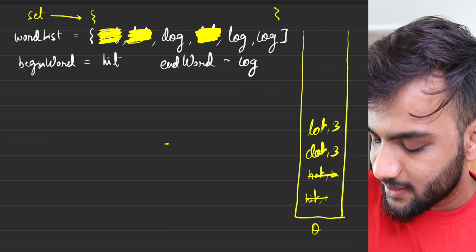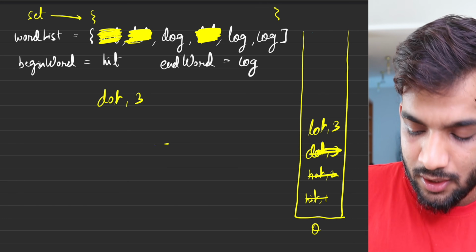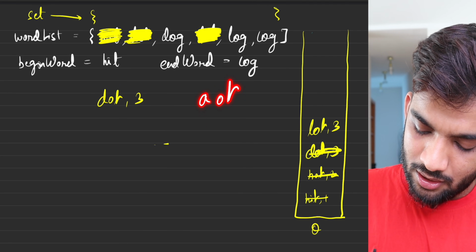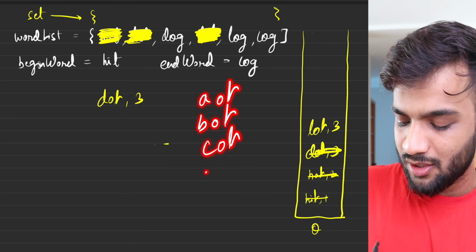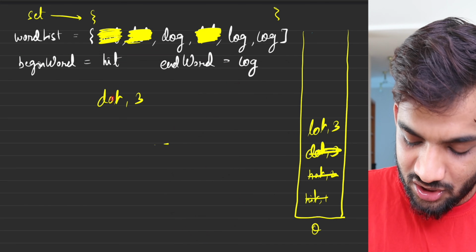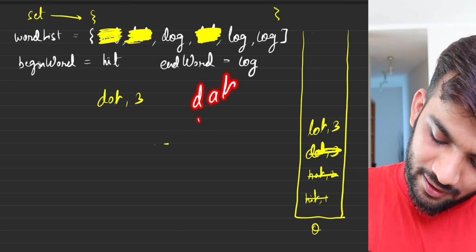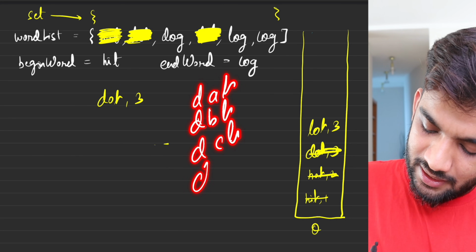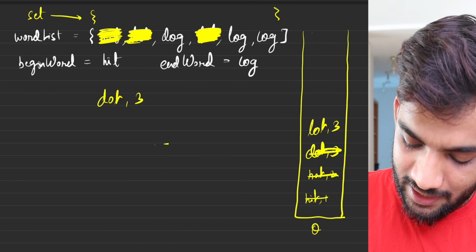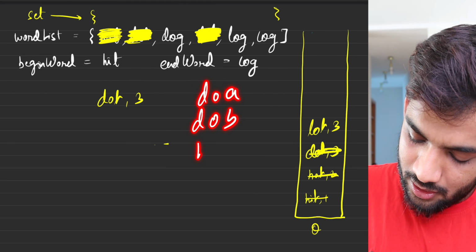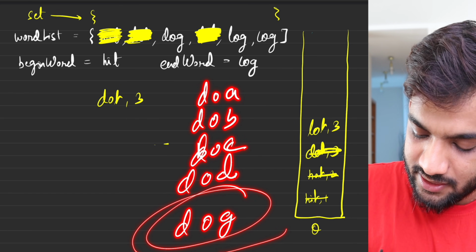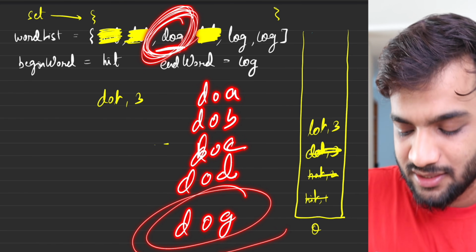What is the next thing? Let's get dot of 3. So dot of 3. Now let's try to change again. So we have D. Let's try to change D. So it will be like AOT, BOT, COT, like DOT until ZOT. None of them does exist in the word list. Next I'll change O. So I'll get like DAT, DBT, DCT, DDT, DET. None of them. Next I'll try to change T. So it will be like DOA, DOB, DOC, DOD, and so on DOG. So dog does exist. If you carefully see, dog does exist.